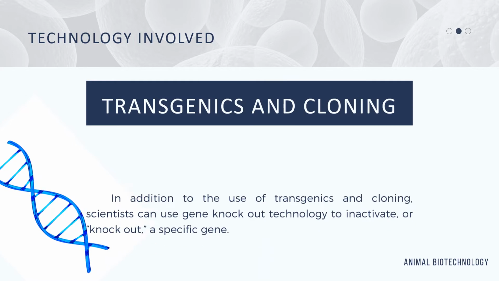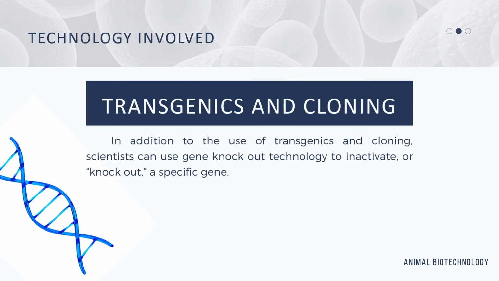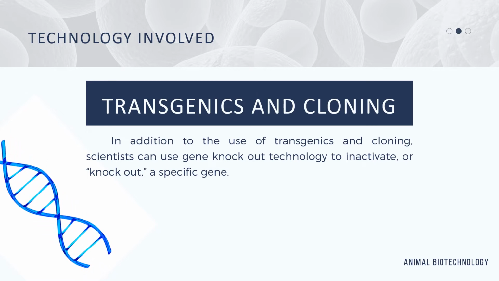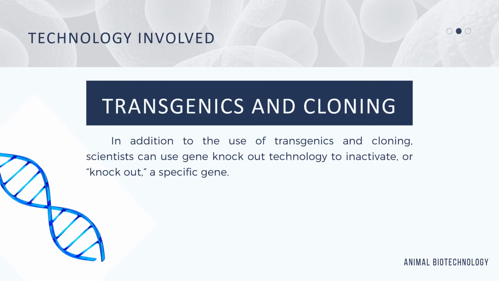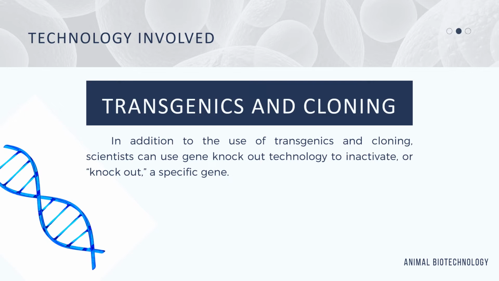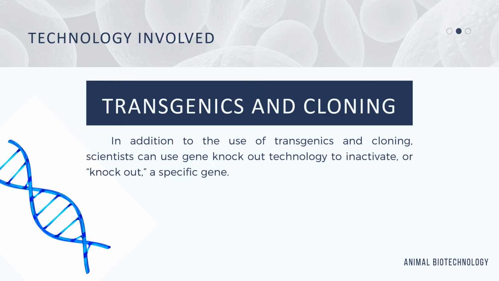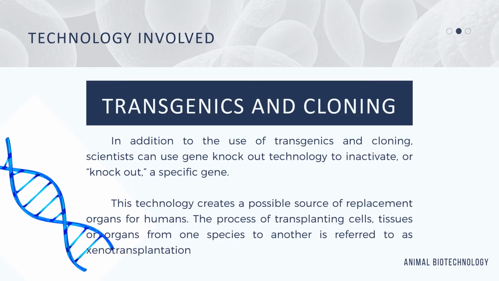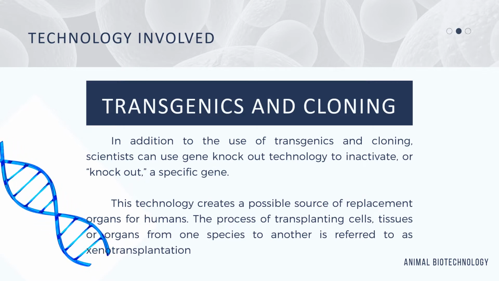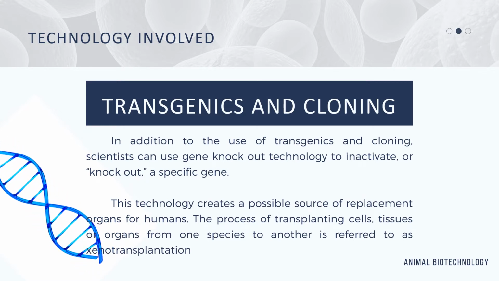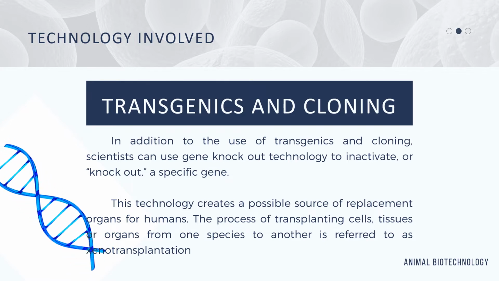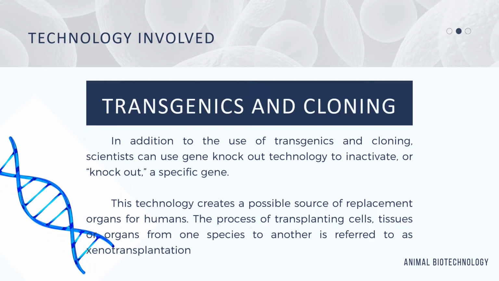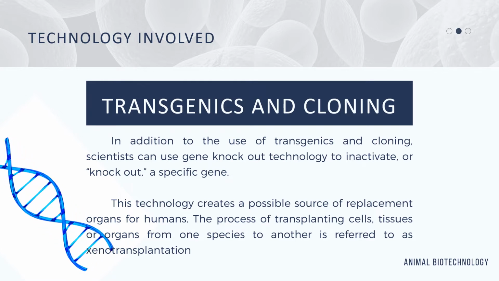Lastly, in addition to the use of transgenics and cloning, scientists can use gene knockout technology to inactivate or knock out a specific gene. This technology creates a possible source of replacement organs for humans. The process of transplanting cells, tissues, or organs from one species to another is referred to as xenotransplantation. Currently, the pig is the major animal being considered as a viable organ donor to humans.